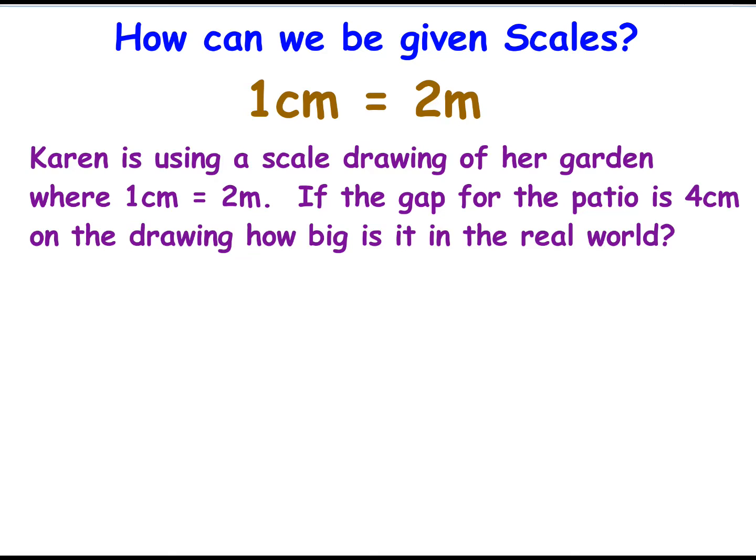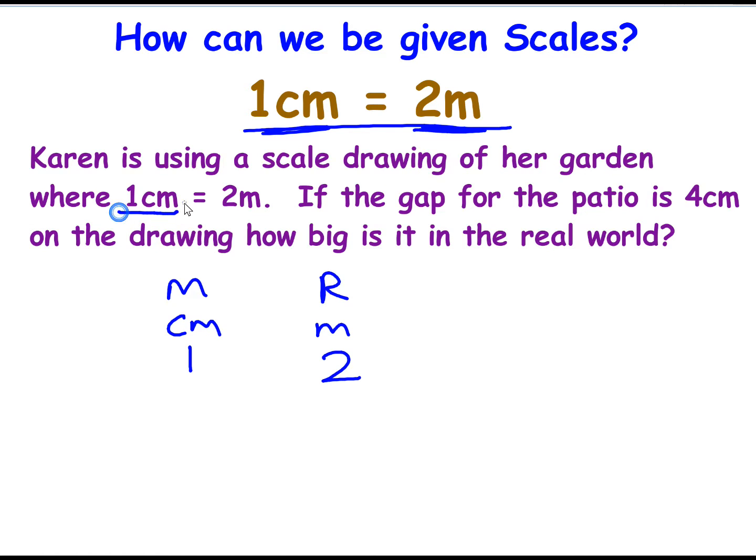So let's look at our first scale type. This is where they just tell you straight out that there's a relationship between the map and the real world. So 1 centimetre on my map is 2 metres in the real world, or my drawing, whatever it is you're talking about. So the best way to do it is to go map and real world and create your strapline. On the left, our map is in centimetres and our scale drawing is in metres, and we've got 2 of them. So Karen is using a scale on her garden of 1 centimetre is 2 metres. And this has given us our strapline where we're going to convert things.